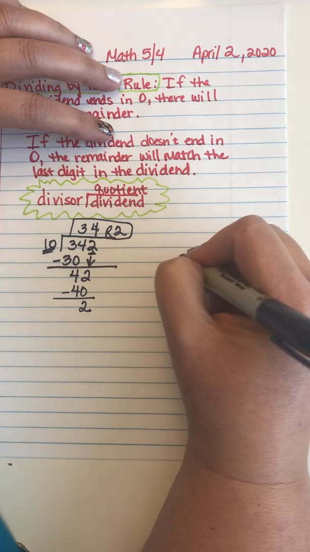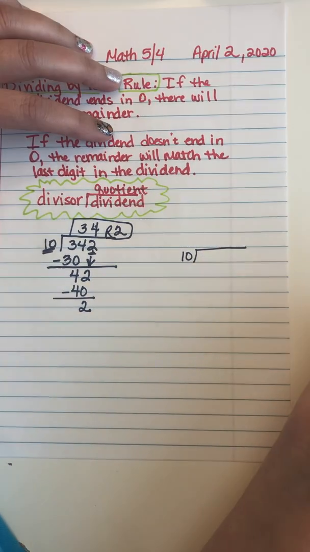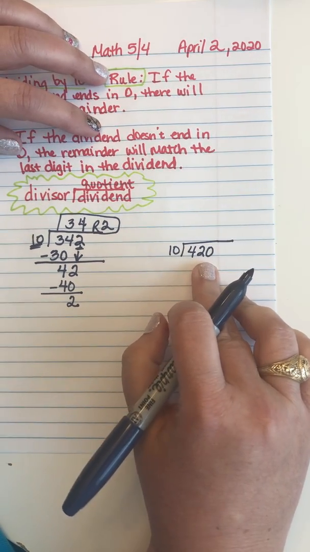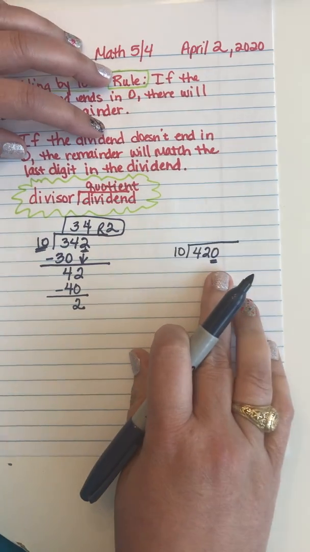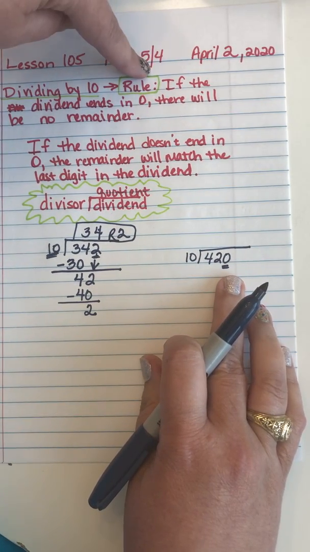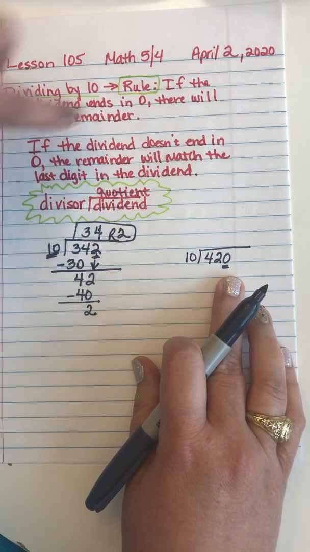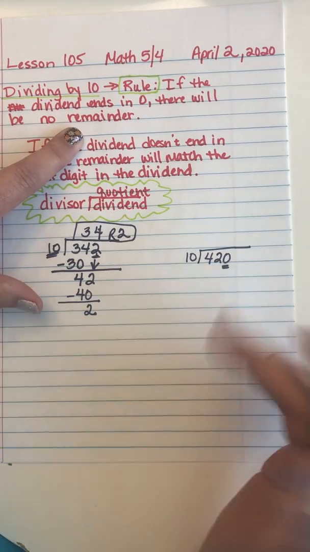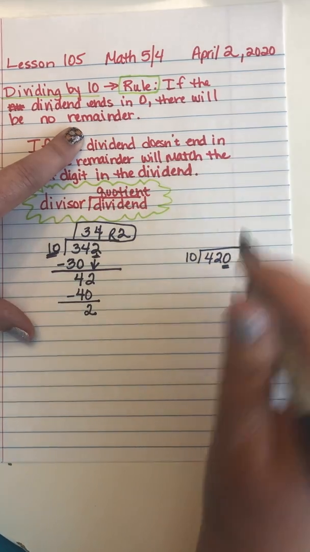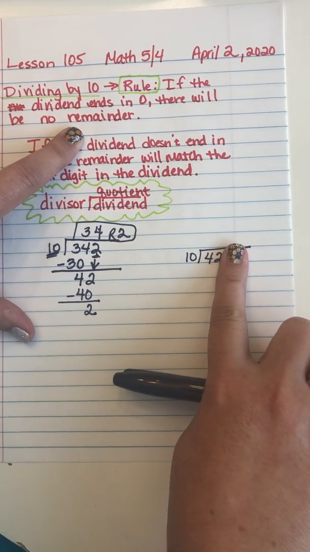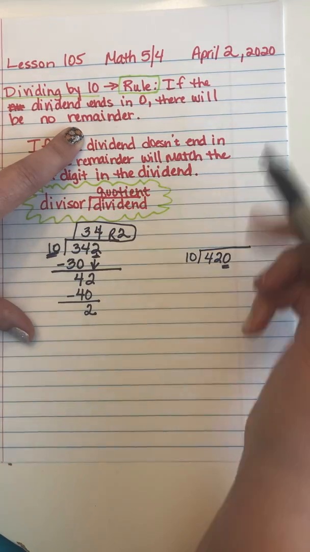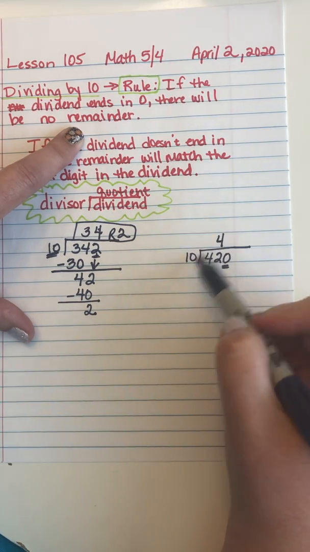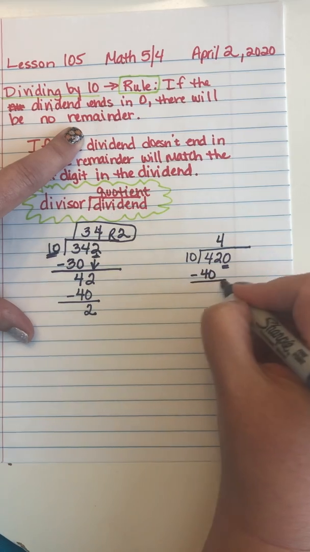Now let's look at one that addresses the first part of the rule. So 10 is still our divisor. Let's look at 420. It ends in a 0, so the first part of our rule says if the dividend ends in 0, there will be no remainder. So we know this is going to go in evenly, with no remainder. Let's start dividing. Cover up that last digit: 42 divided by 10. The closest we can get without going over is 4. We line that up over our 2. 4 times 10 is 40. Subtract, and we get 2.